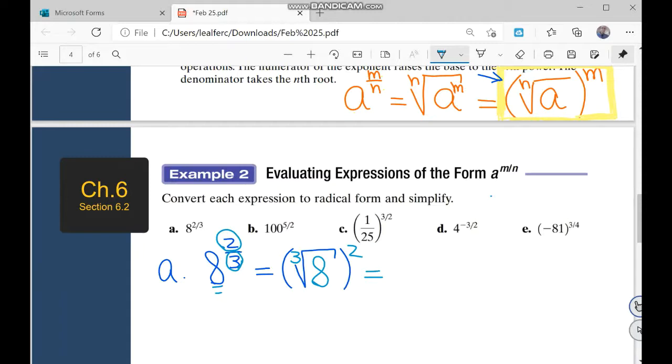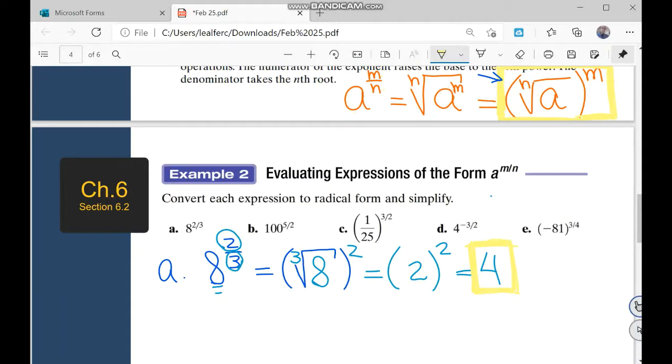Now find the cube root of 8. Cube root of 8 equals 2. You can use the calculator. Then find the square of 2. Square of 2 is 4. That's the answer. Simple. As long as you follow the definition, as kind of a formula or step by step, you're going to be able to find the answer very easily.